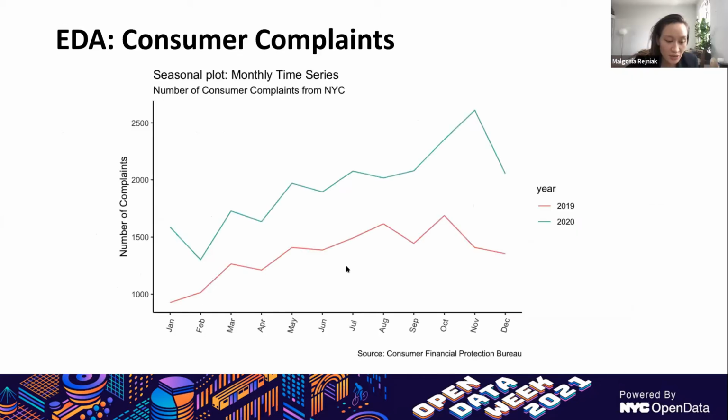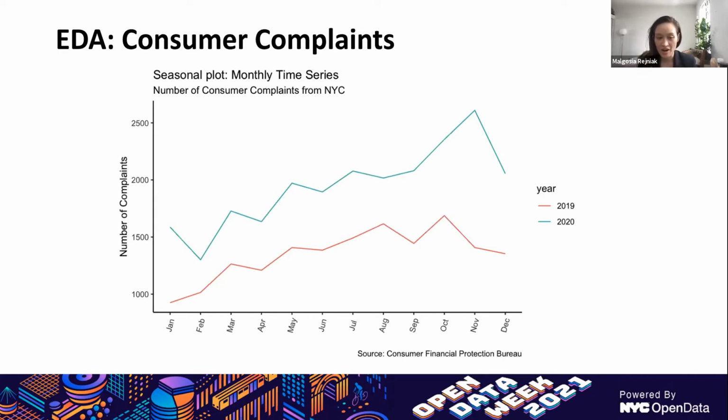Other things within that database are also the company, for instance the company against which the complaint was made, and whether or not they responded, when they responded, and whether or not it was timely. So there are a lot of different data points. What we see here, again, shows the amount of consumer complaints in 2019, and then also 2020.